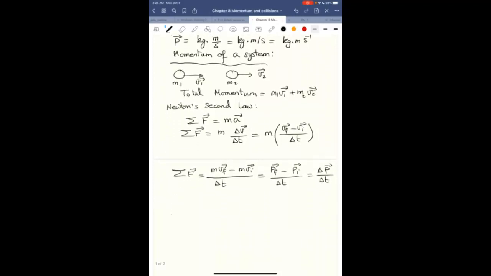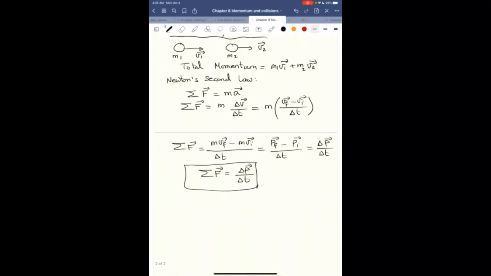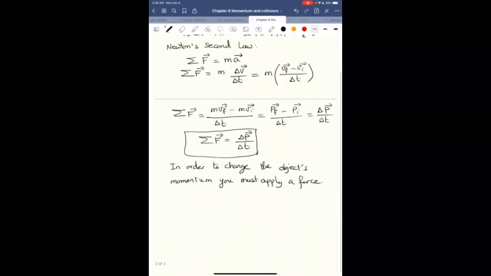And this is really very important. We call it an equivalent statement of Newton's second law. And it's telling us a very important thing, which is that in order to change the object's momentum, you must apply a force.